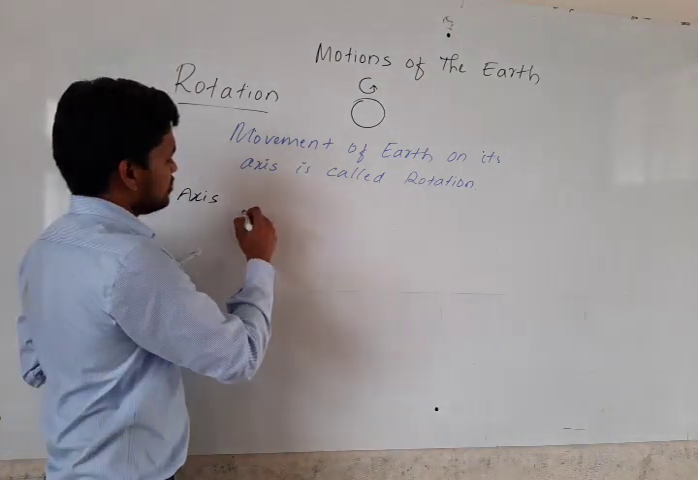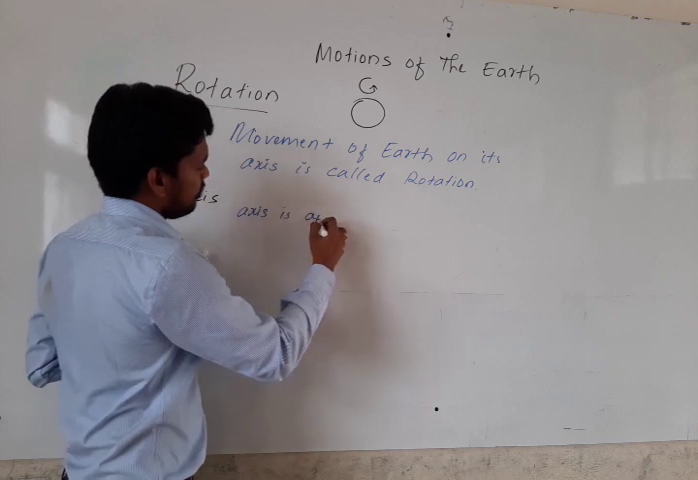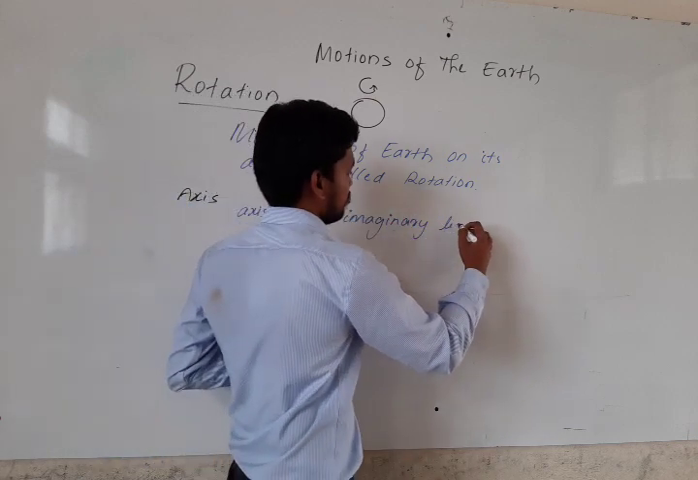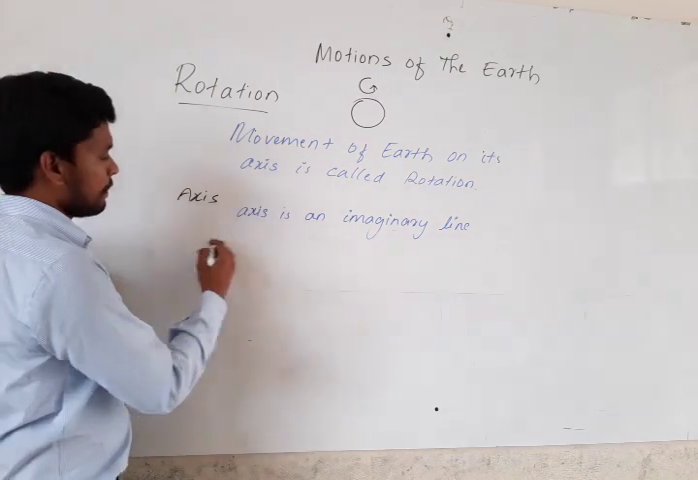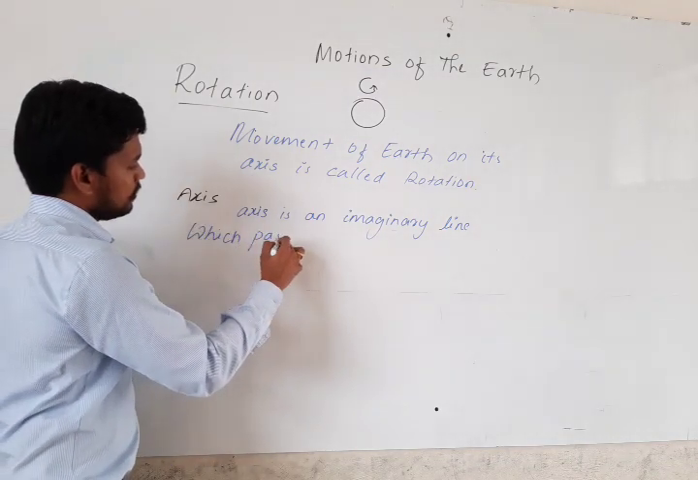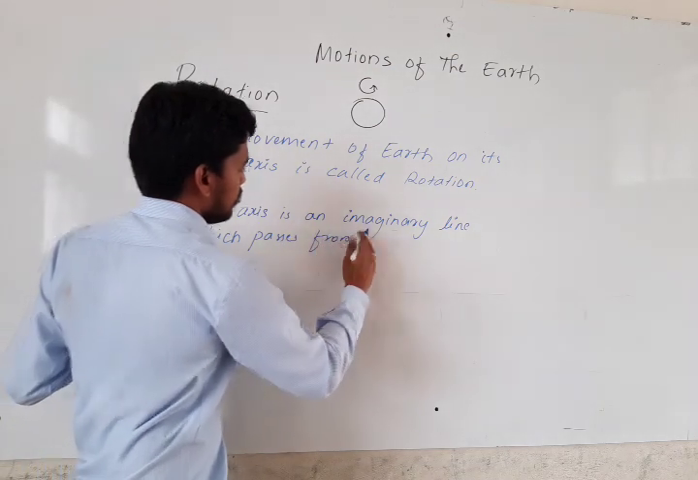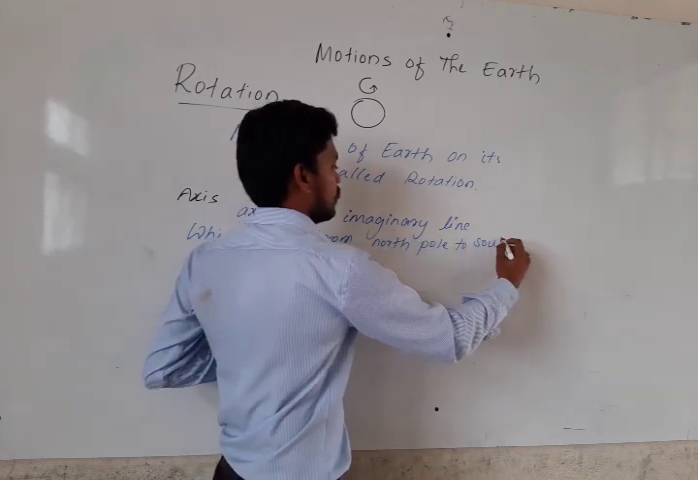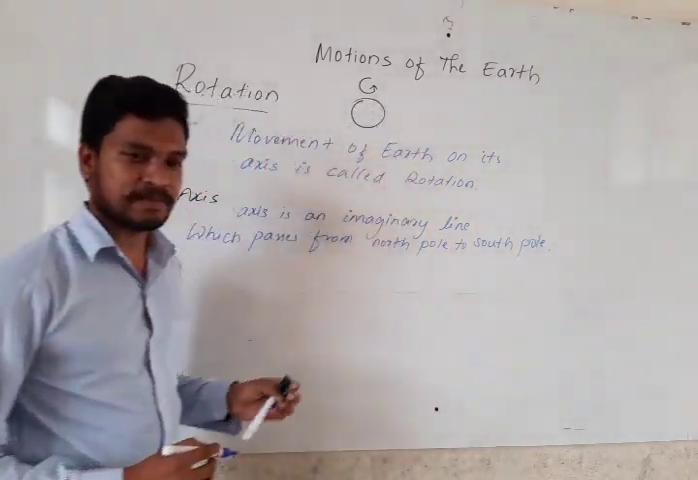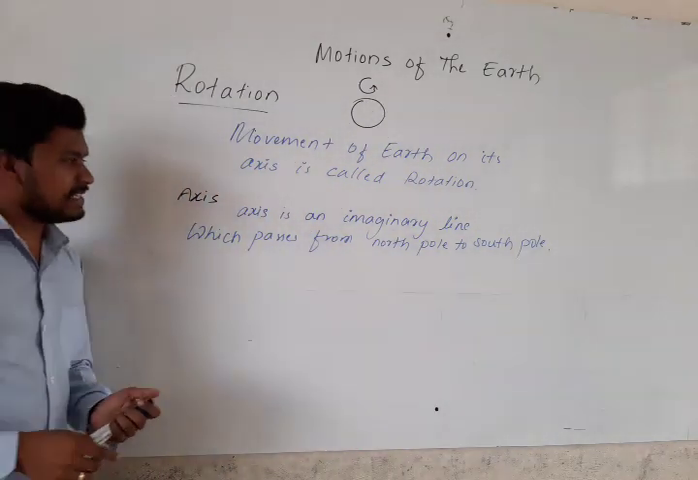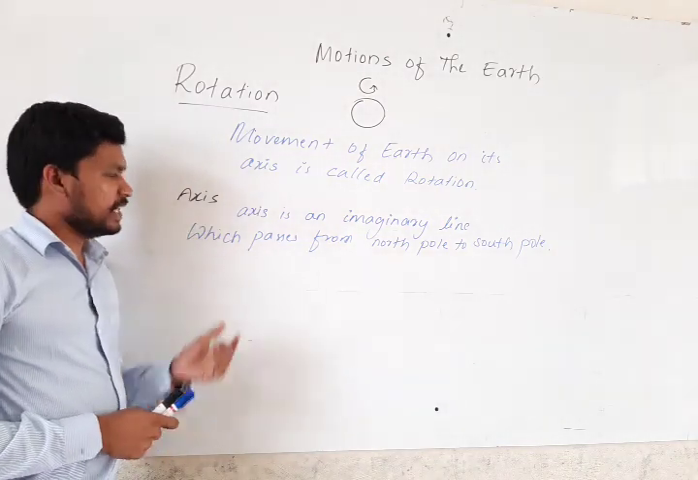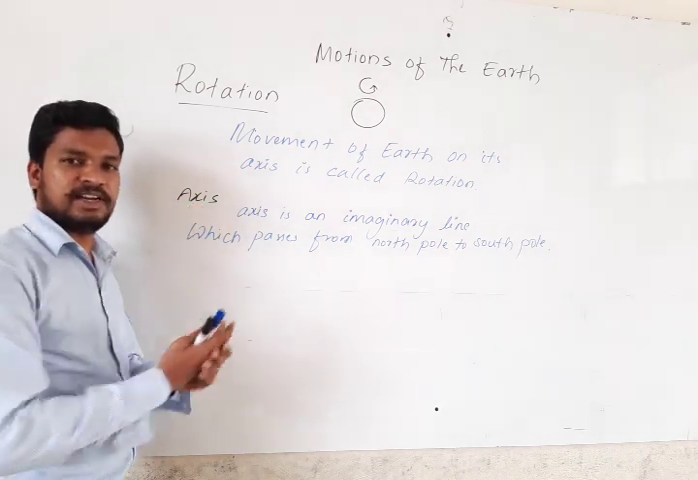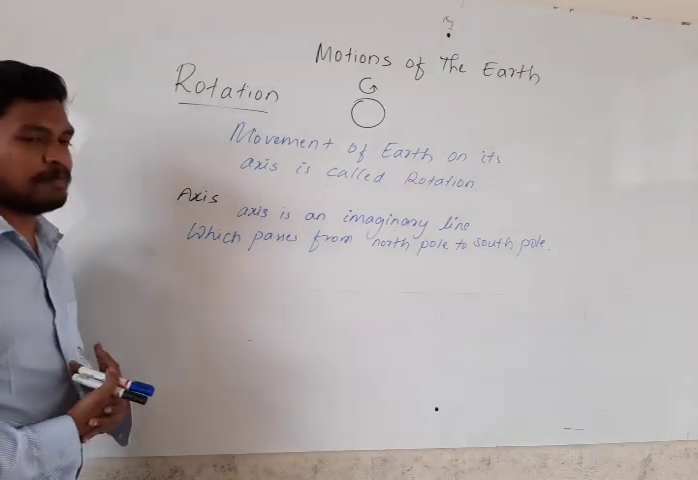The axis is an imaginary line which passes from the North Pole to the South Pole. That is the axis. This axis is tilted at 66 and a half degrees to the orbital plane.